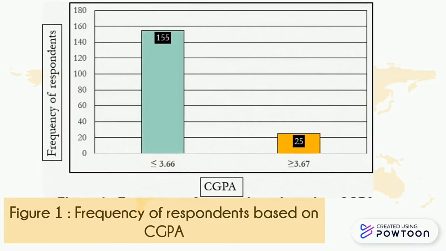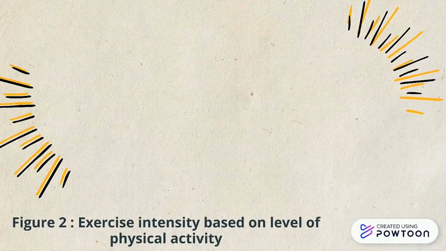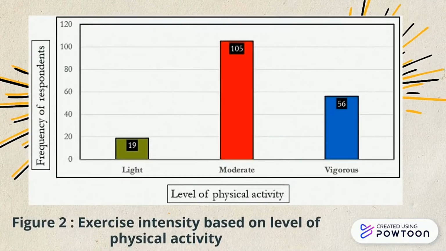From Figure 1, 86.1% of the respondents have a CGPA of 3.66 or lower, while the remaining 13.9% of the respondents possess a CGPA of 3.67 or higher. The respondents are also categorized into three different groups based on their physical activity level, which are light, moderate, and vigorous activity. Based on Figure 2, it was found that 10.6% of the respondents performed light activity, 58.3% performed moderate, and 31.1% performed vigorous activity.